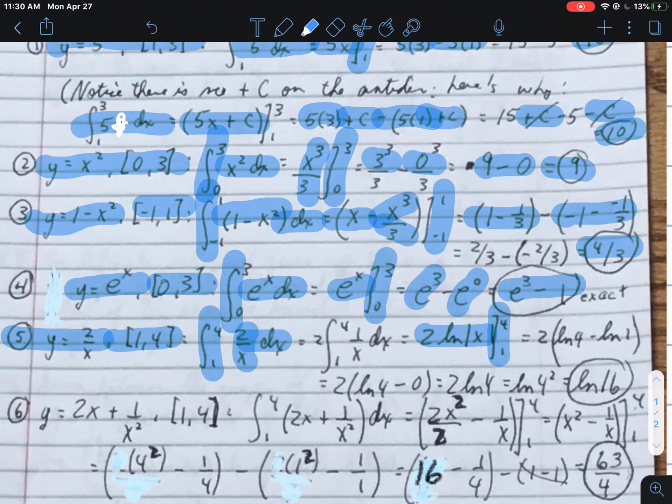But either way, natural log of 1 is 0. So I've got 2 times natural log of 4 minus 0, which leaves me with 2 ln 4. Now, that's a perfectly good answer: 2 times natural log of 4, 2 ln 4.